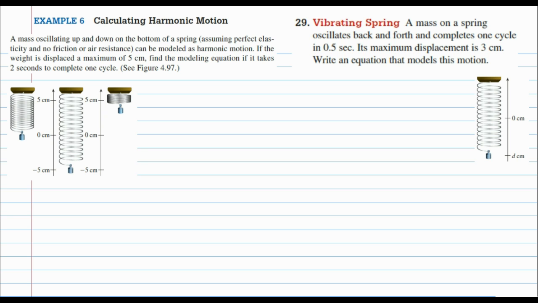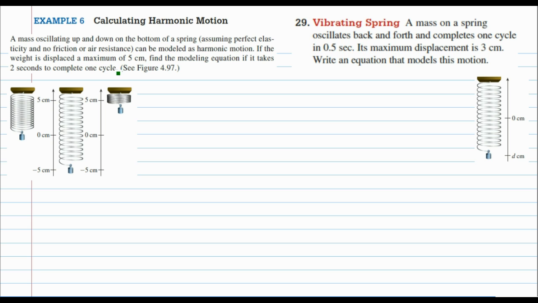position. A mass oscillating up and down on the bottom of a spring, assuming perfect elasticity and no friction or air resistance. So in other words, the spring is going to keep going forever, which we know in the real world it would not, but we're going to assume that for the purpose of this problem. This can be modeled as harmonic motion.